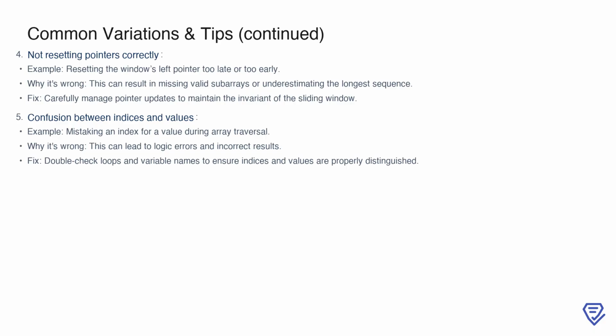Another frequent issue is not resetting pointers correctly when using a sliding window. If you update the window's left pointer too early or too late, you risk missing valid subarrays or underestimating the longest sequence. To avoid this, carefully manage pointer updates to maintain the sliding window invariant. Additionally, confusion between indices and values can lead to logical errors. For instance, mistaking an index for a value during traversal might cause incorrect calculations or results. A good practice is to double-check your loops and variable names to ensure that indices and their corresponding values are clearly distinguished. These details might seem small, but addressing them can prevent significant issues and make your code more robust.